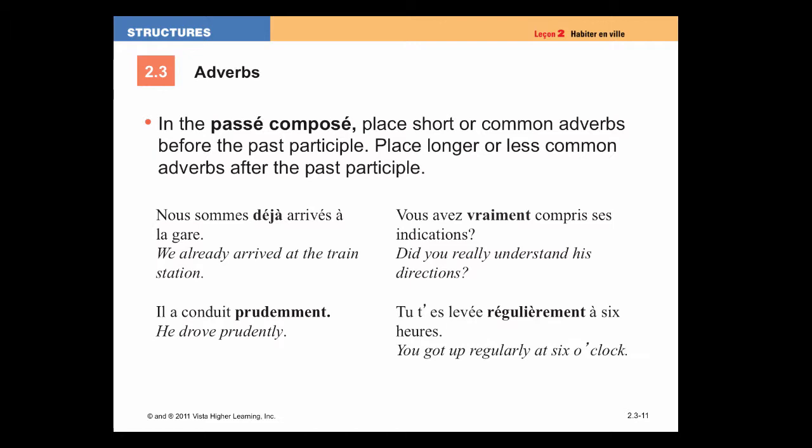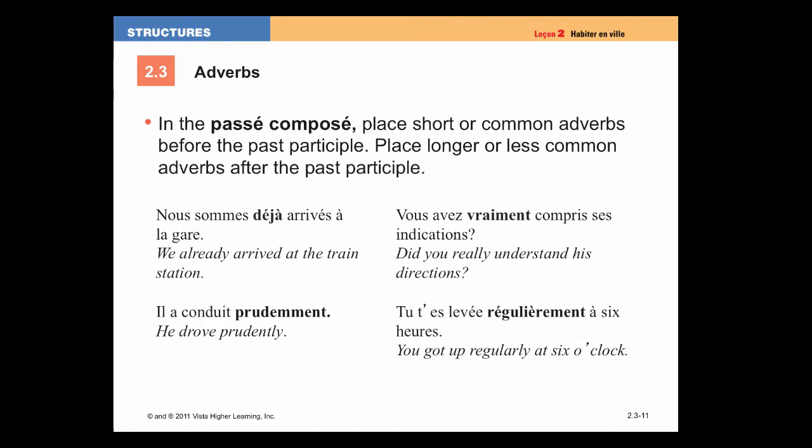For longer ones, we're going to place it after the participle. Let's look at one. Il a conduit prudemment. He drove prudently, he drove carefully, we would say. Now we have a common one here. Vraiment means really. Vous avez vraiment compris ces indications? Again, it goes after the helping verb and before the participle.